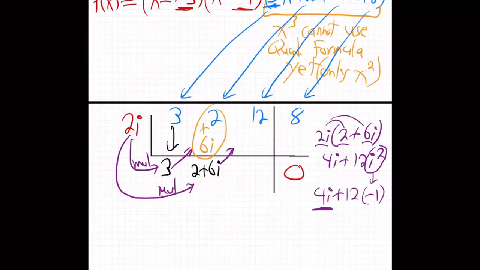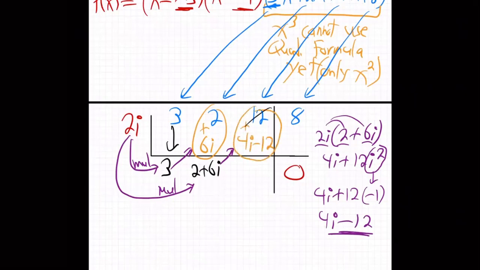Regular i we just leave as regular i. We don't mess with that. But i squareds we never leave. Those are just -1. Why? Well, I don't have time right now. Let's just keep moving. i squared is -1. So what are we going to do? This is 4i minus 12 then. So I'm going to write that, 4i minus 12, and add them up.